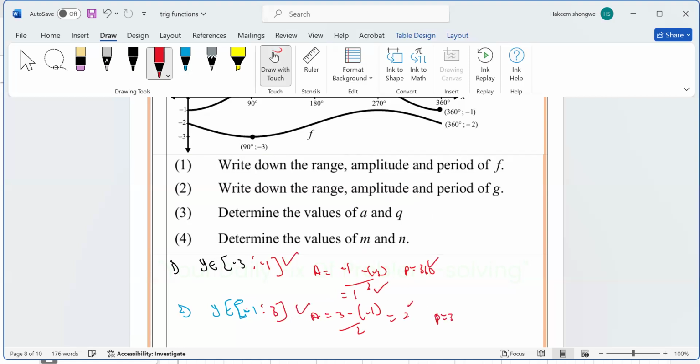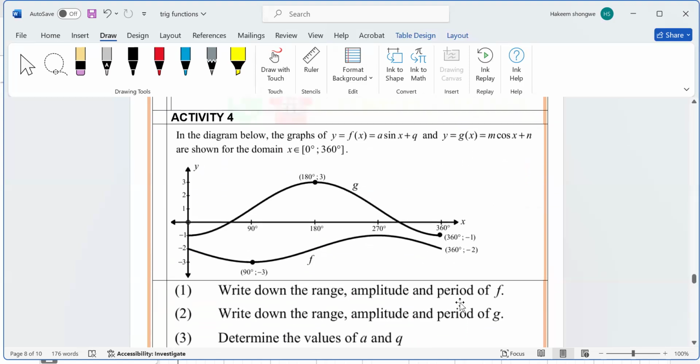Our period is going to be equal to what? 360. Now, this is the one that I'm talking about, class. Here, we want to know what is a and what is q. We say there are 2 options that a learner can use. Number 1, they can use simultaneous equations. If you don't want to use simultaneous equations, this is what you can do. Let's look at this graph, f of x. f of x is a sine graph.